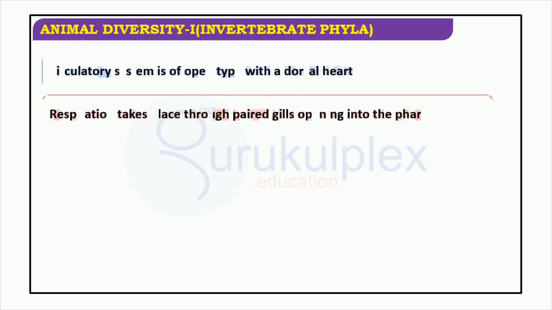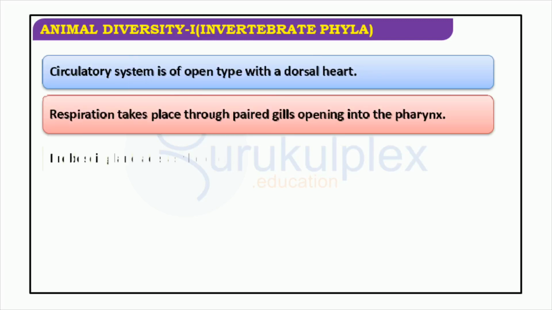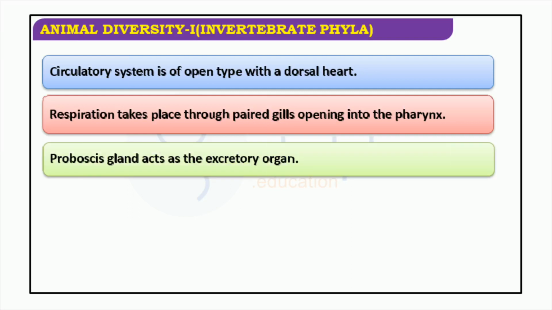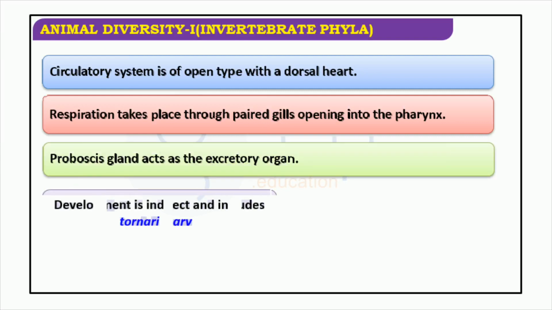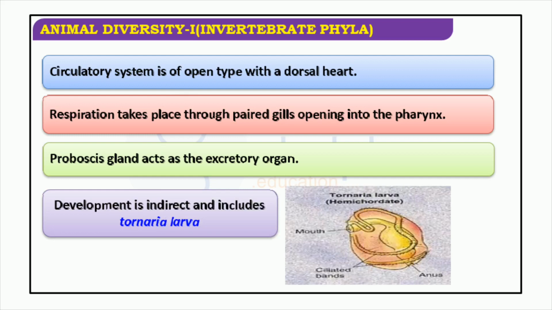Taking a look at one of the most interesting and diverse groups of animals, the invertebrate phyla, we can see that these animals are without a backbone and can come in many different shapes and sizes. Their circulatory system is of an open type and includes a dorsal heart, while their respiration is done through paired gills that open into the pharynx. The proboscis gland acts as their excretory organ, and development is indirect and includes a tornaria larva. It is quite interesting to gain knowledge of the complexity of life, and the invertebrate phyla provide an excellent platform to understand this.